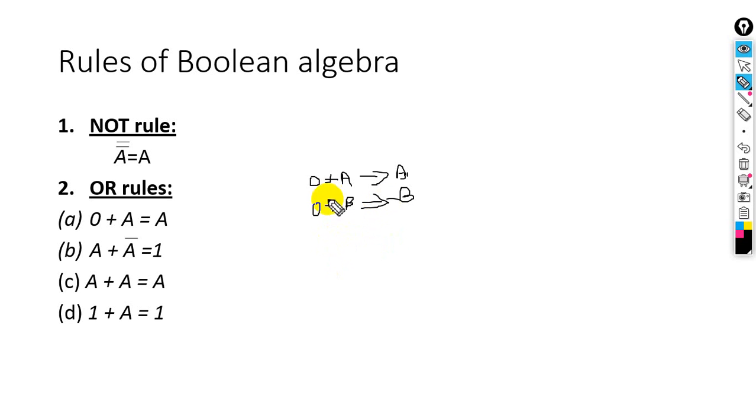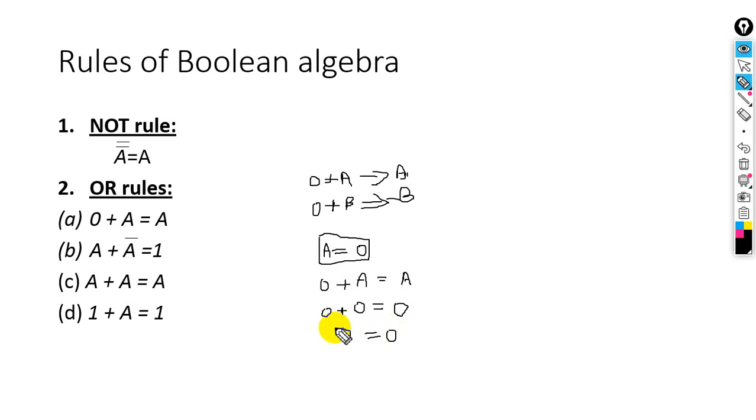Let me check this. 0 OR a is equal to a. We check whether this is true for values 0 and 1. For example, a is equal to 0. Let me check 0 plus a, which we say is equal to a. I put the value 0 in place of a, because here we take the value of a as 0. In the OR operation, if all values are 0, the answer is 0. So 0 is equal to 0.